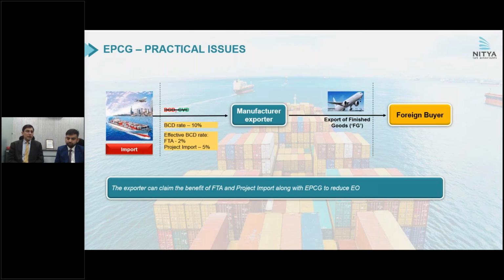So this is also another tax planning opportunity available: if you're importing capital goods, you can club EPCG with FTA and project import benefits, and the benefit it will give you is that your export obligation will be lesser, because export obligation is calculated as 6 times duty saved. So for computation of duty saved, you need to see the effective duty only.